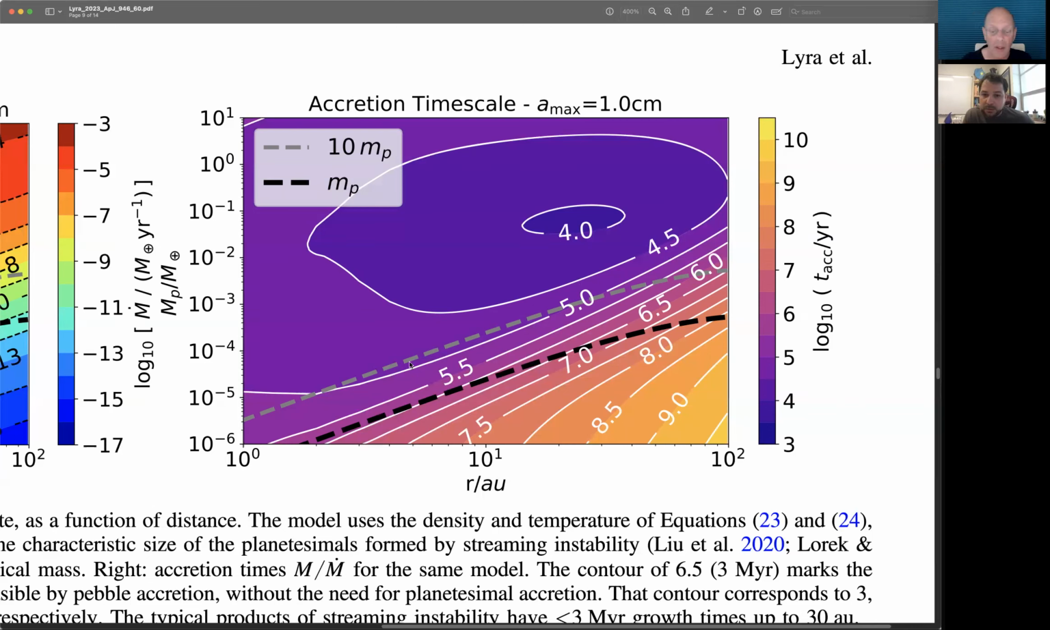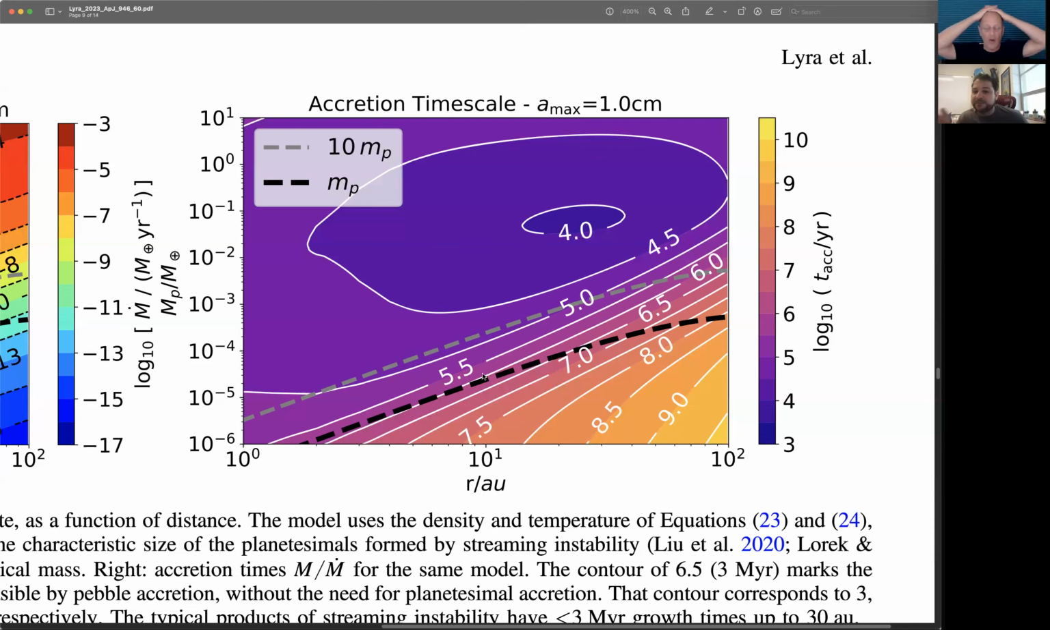So you follow the contour line of 6. That's the contour line of 1 million year. That's the white line. And you see that this line starts to meet the black dashed line at about 10 AU. So this black dashed line is the typical planetesimal mass.